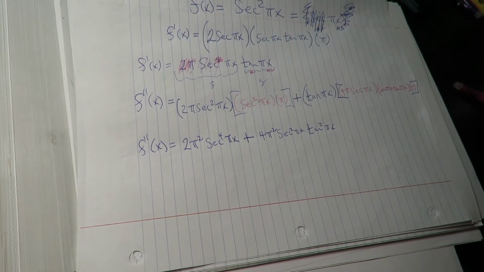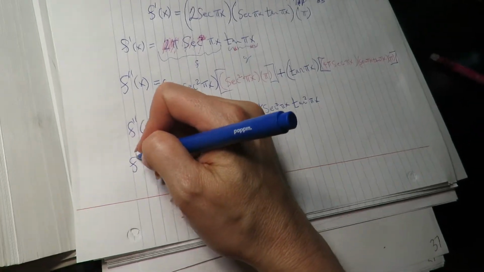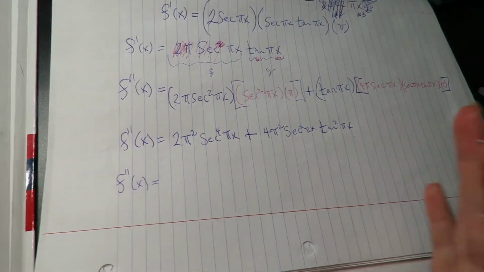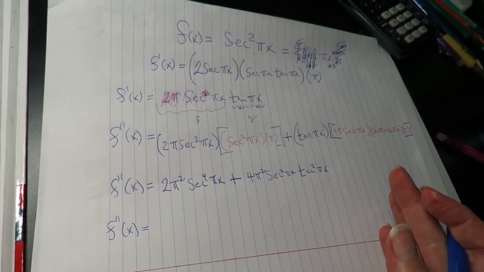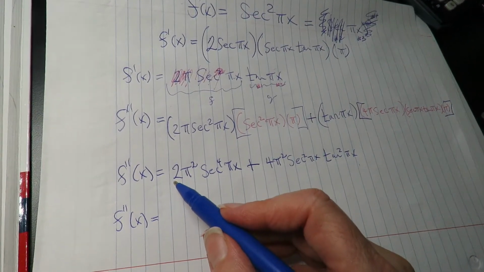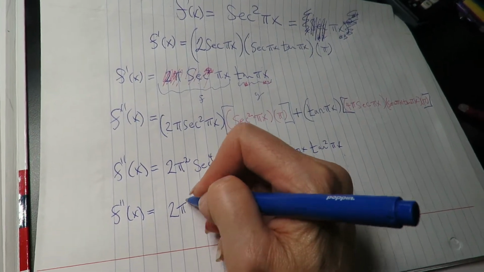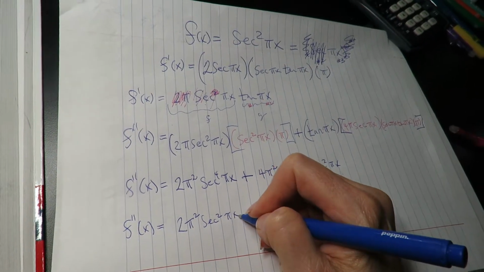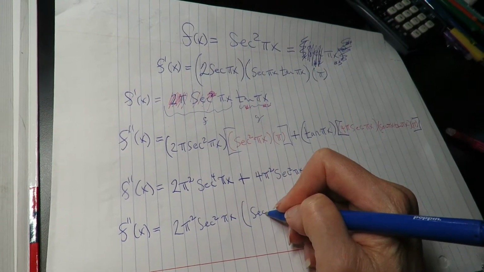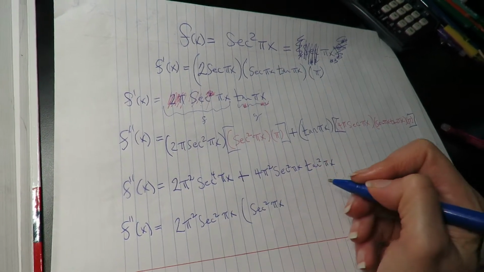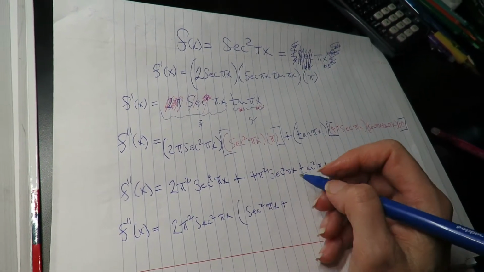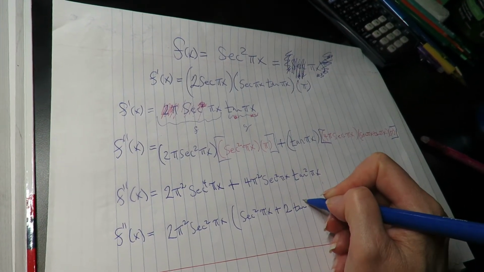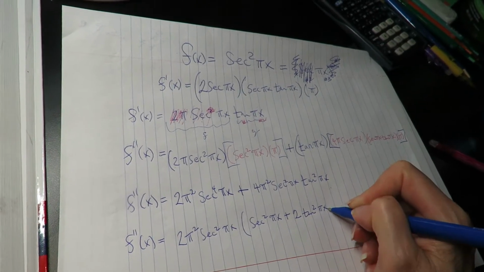Oh man. All right, let's just do it. I know you're thinking, is it over yet? And it really sort of is, but let's just go for the home run here. Let's take out the common factor. Okay, so we're going to take out a 2 pi squared. Let's take out a secant squared. And we're left with secant squared pi x plus 2 tangent squared pi x.